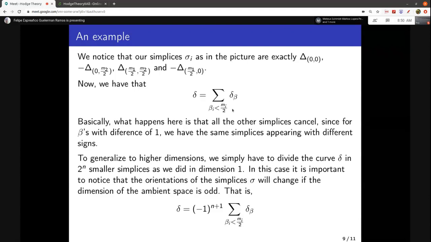So, this is a small computation. I won't do it here because it's a bit big, and I don't want to spend too much time. But it's simple, right? You just need to write the cycles. You take any beta between 0, 0 and m1 and m2, and see how many times each delta beta appears, right? And then you will see that they will cancel.